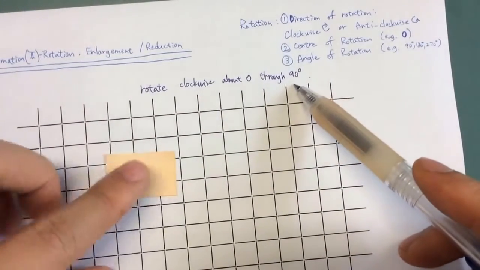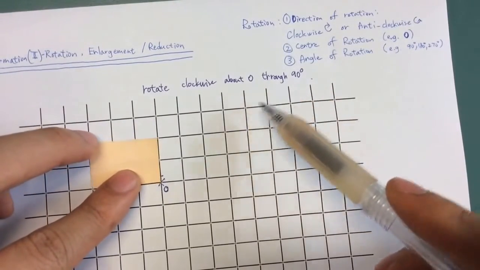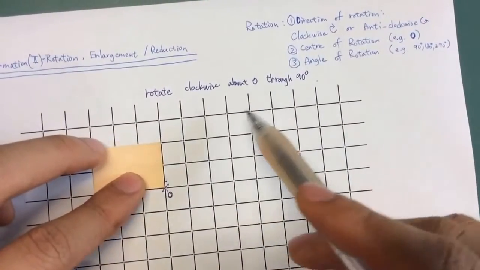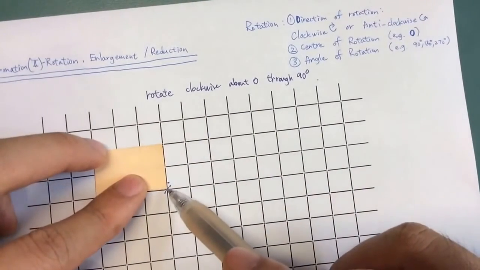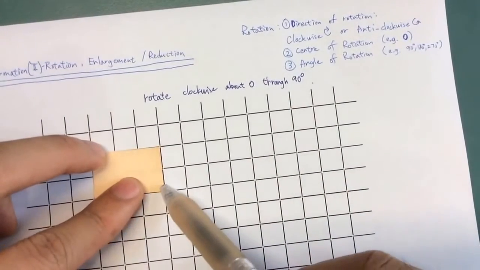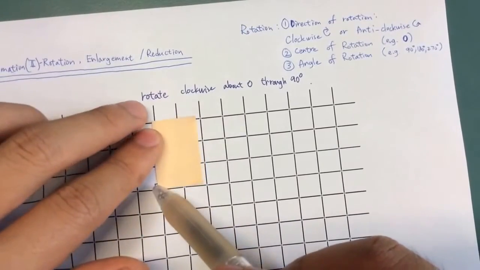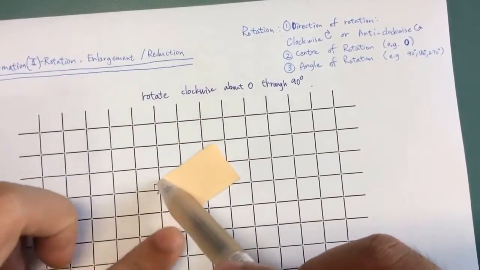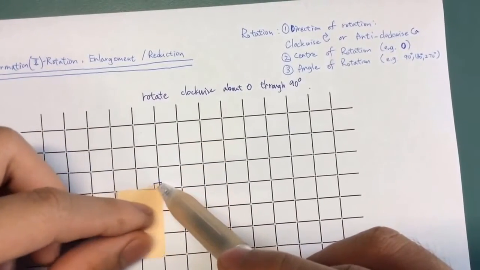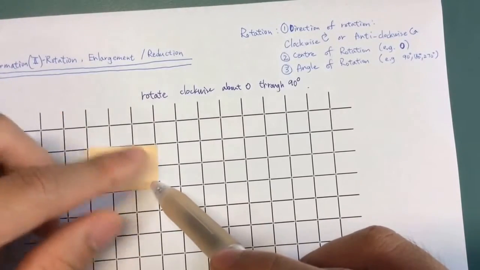Let's say we have a rectangle like this. If it is originally at this point and then it rotates clockwise, what is clockwise? And about O, that means this point is the fixed point. We fix this figure at this point here, and then you rotate it like this. If you rotate 360 degrees, you get the original position.